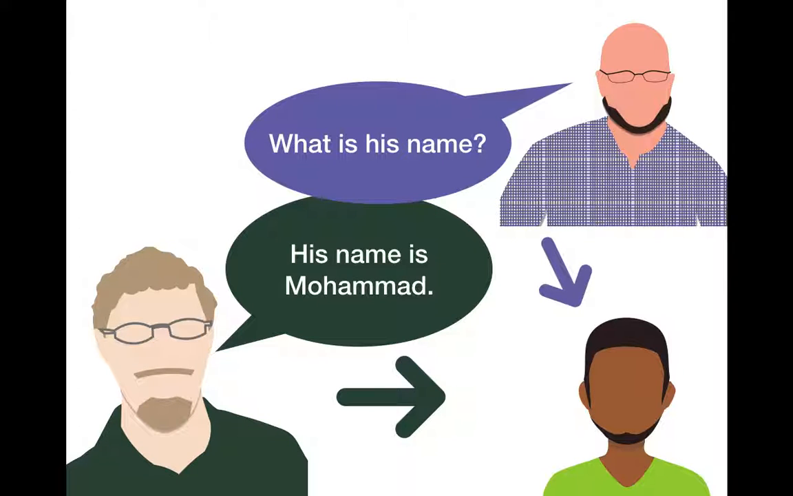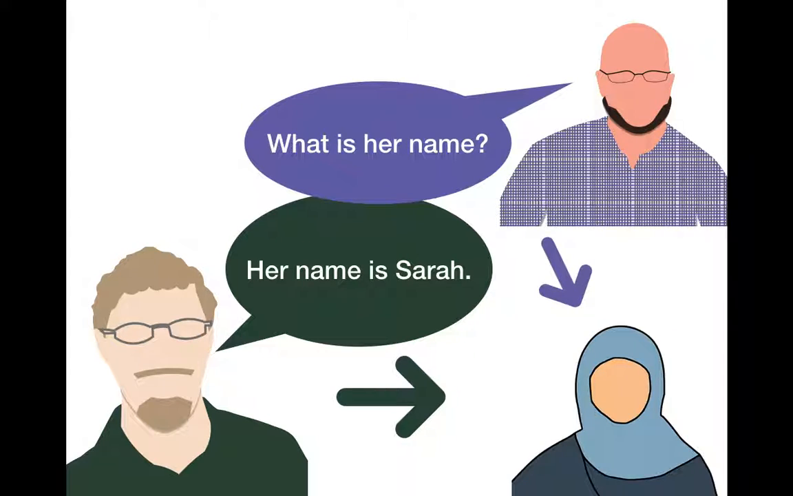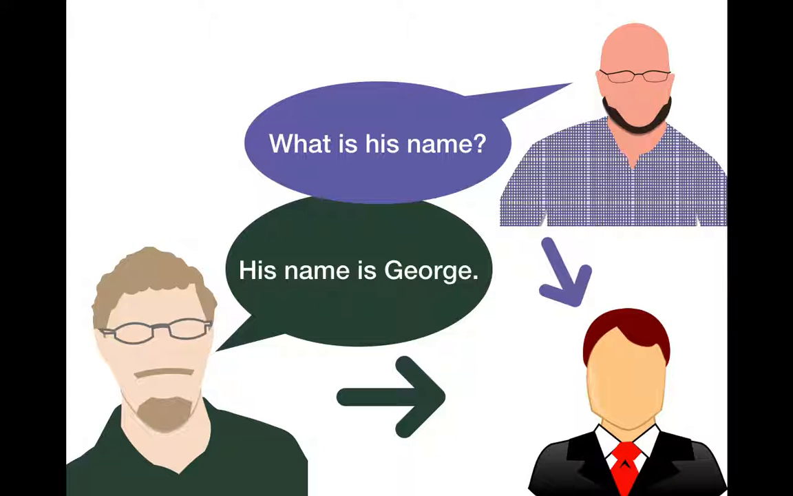What is his name? His name is Mohammed. What is her name? Her name is Sarah. What is his name? His name is George.